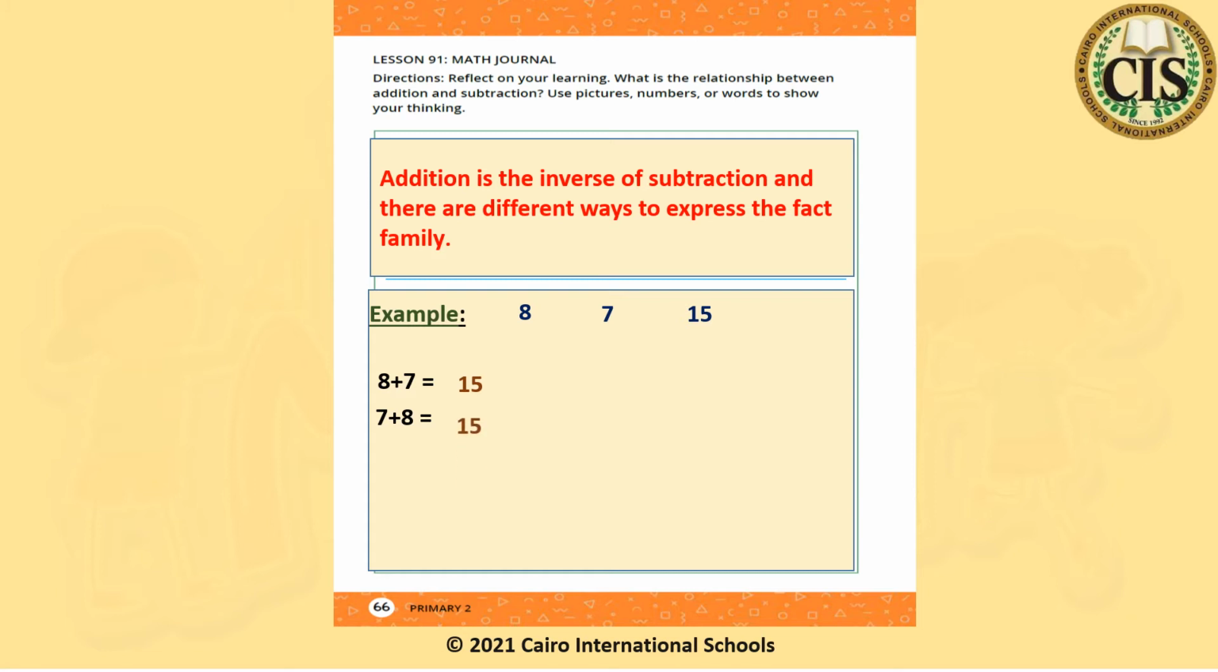In subtraction equations, pay attention. In subtraction, the big number must be first. So in 8, 7, and 15, the big number is 15, of course. So we will write 15 minus 7. 15 minus 7 will give me 8, the third number. And the last subtraction equation will be 15 minus 8 equals 7, the third number. Now we can say that addition is the inverse of subtraction.